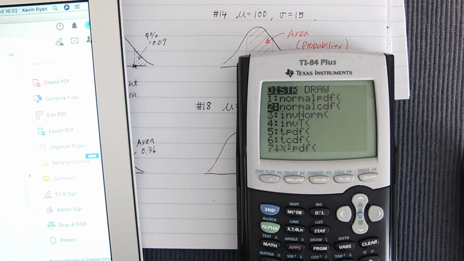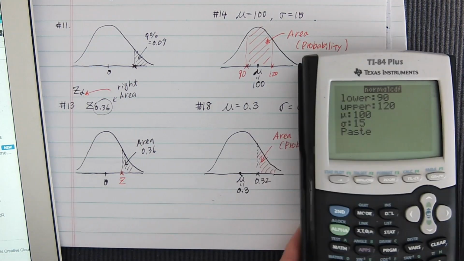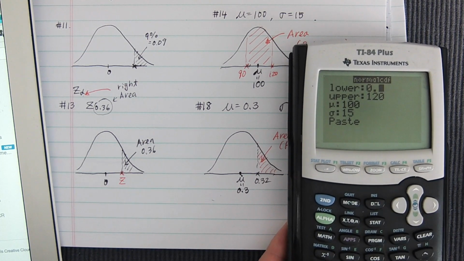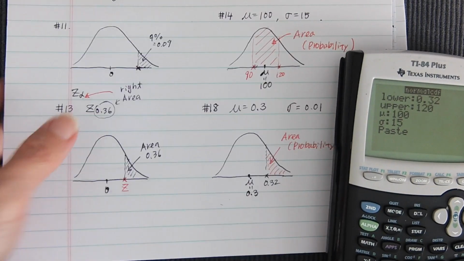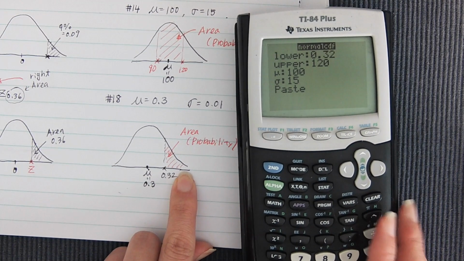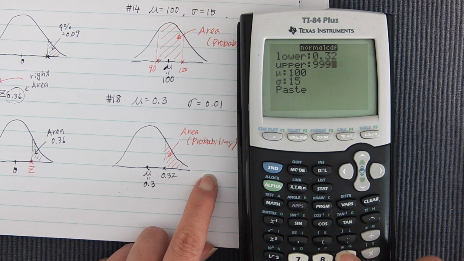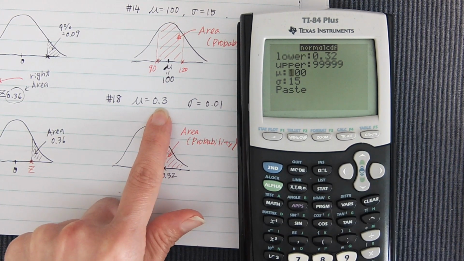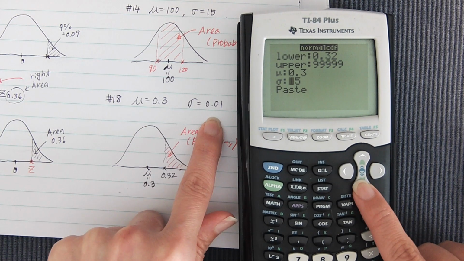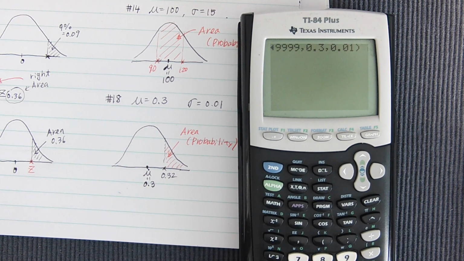Normal CDF again, right? So what's the lower and what's the upper here? 0.32, sorry, that's the lower. Then what's my upper? What number should I put in? How far do I have to go? It's 99999. It's just no end, a number that never ends, so you just put 99999. Then make sure the mean is 0.3 and the standard deviation is 0.01. That's the answer.